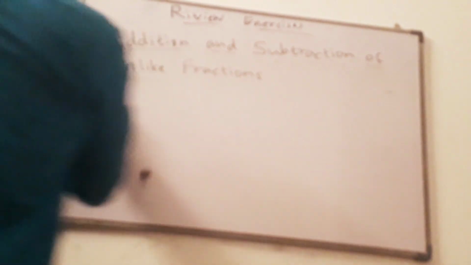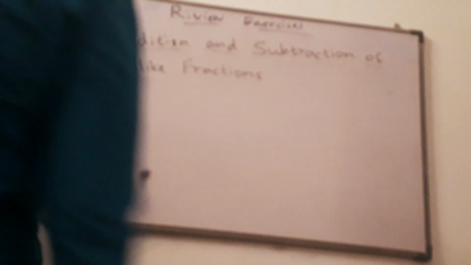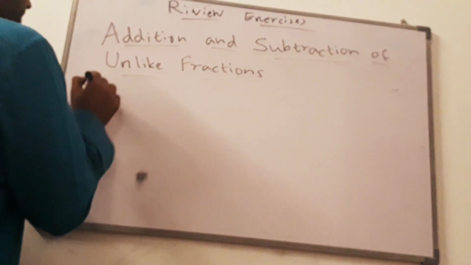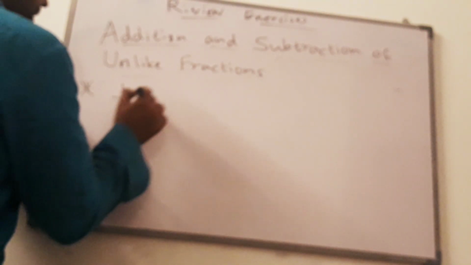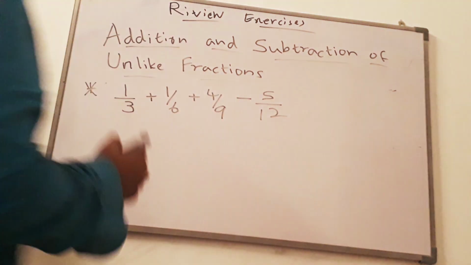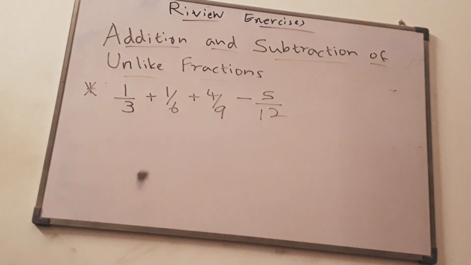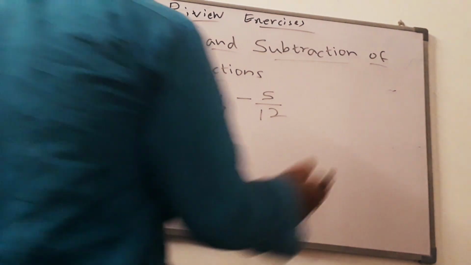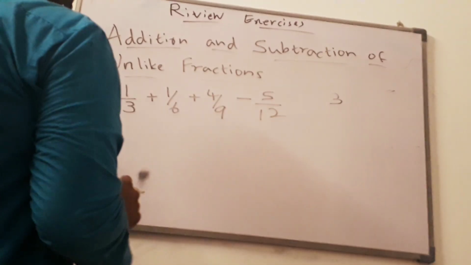Final sum. Okay, a sum with 4 denominators. 1 over 3 plus 1 over 6 plus 4 over 9 minus 5 over 12. 4 different denominators. Again we have to do that because 12 is not a multiple of 9. So again we have to try this least common denominator method.